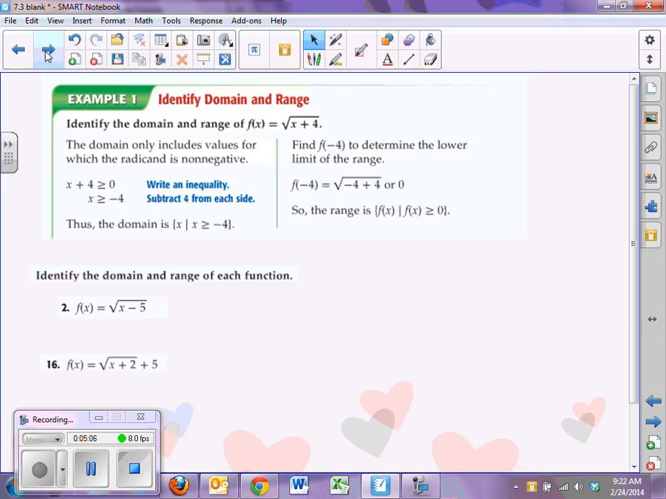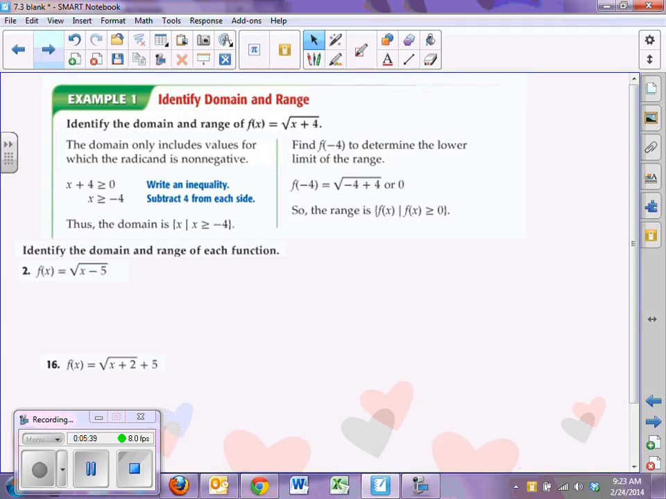Okay, identifying the domain and range. To be honest, I like to graph the function first and then come up with the domain and range. If you like how they're doing it in example 1, you're welcome to use this, but I'm going to go ahead and determine the domain and range of each of these functions.